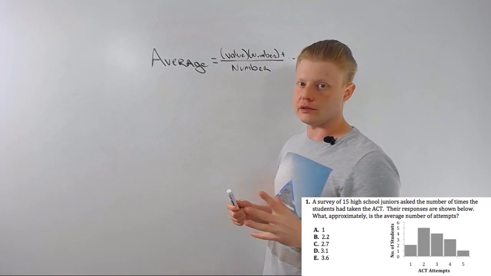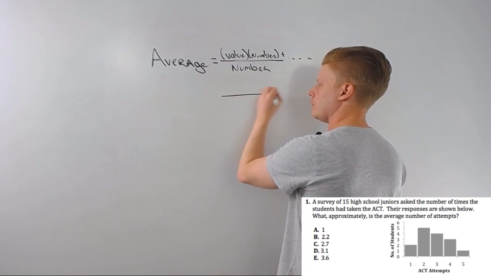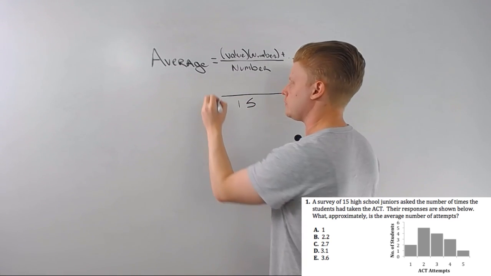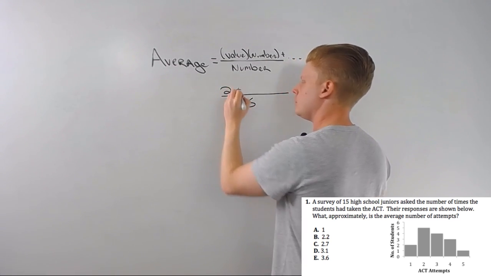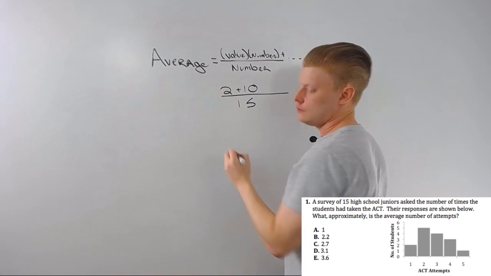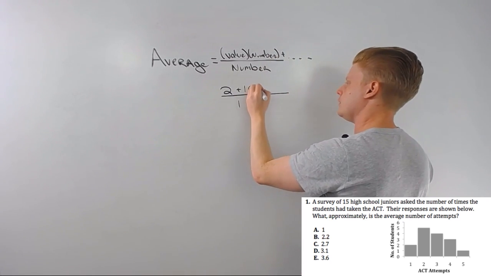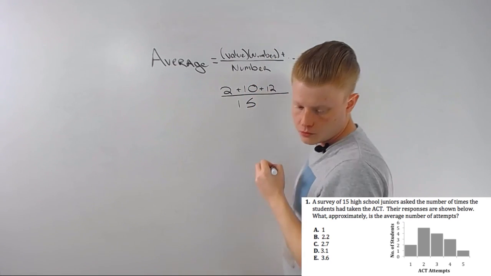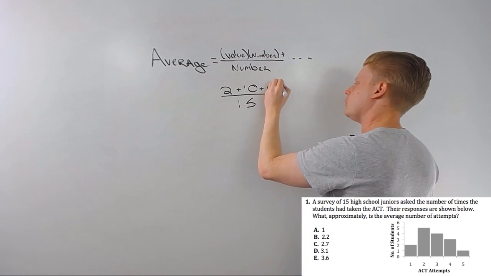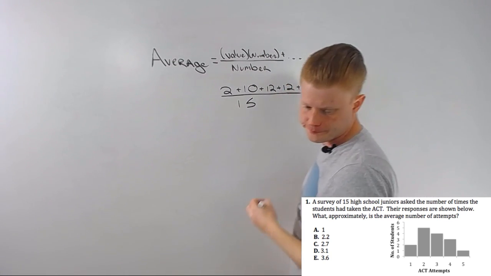So let's get to work on this. So we've got 15 high school juniors. That's going to go in the bottom. We've got 1 times 2, so that'll be 2. We've got 5 times 2, that'll be 10. We've got 4 times 3, that'll be 12. We've got 4 times 3, that'll also be 12. And then it looks like we have 1 5.